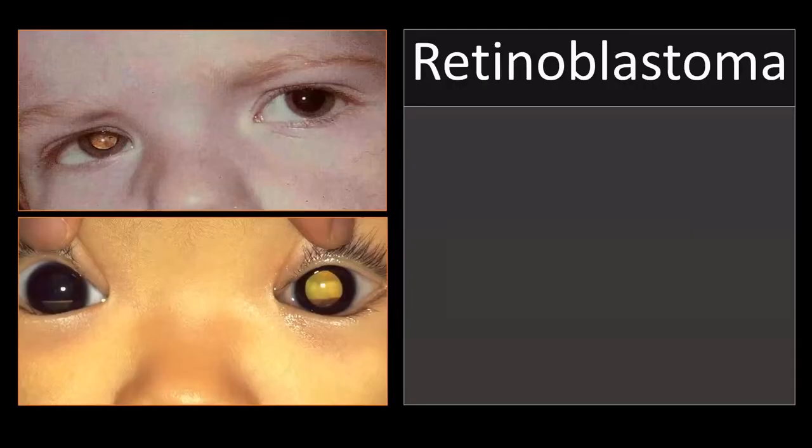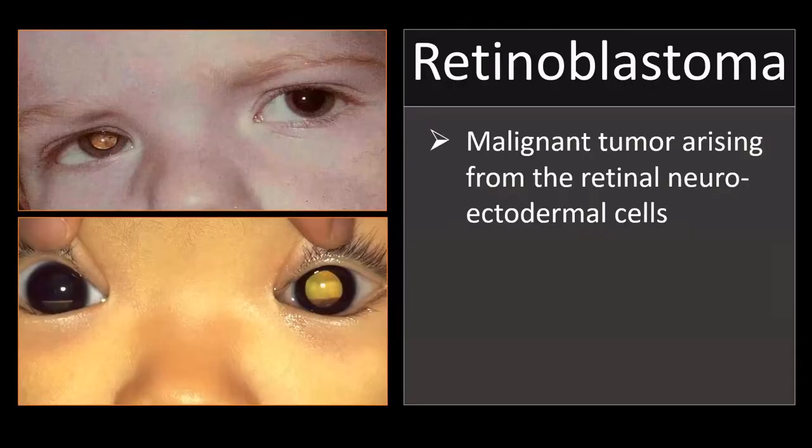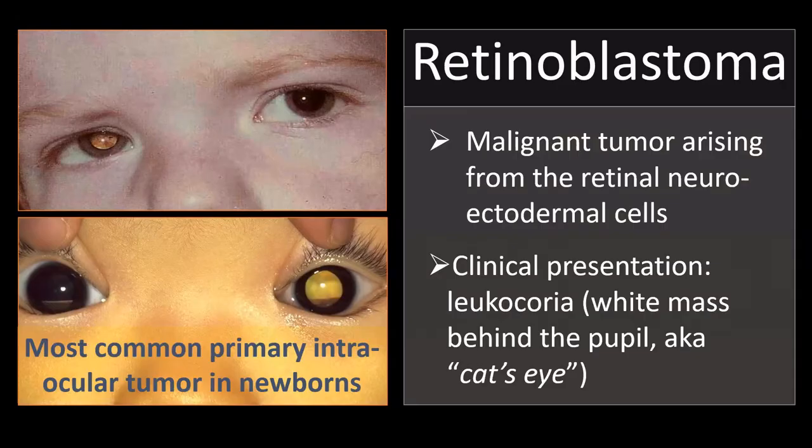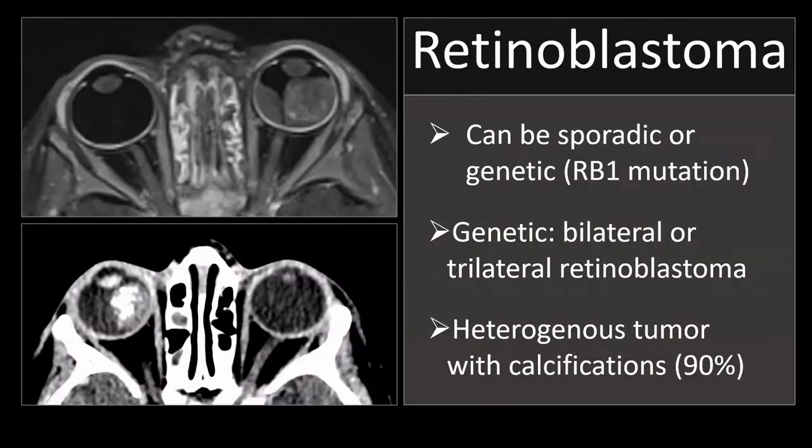retinoblastoma. Retinoblastoma is the most common intraocular tumor in children. It is a very malignant tumor arising from retinal neuroectodermal cells. And clinically, these patients have a leukocoria. They have a white mass behind the pupil, and this is also referred to as cat's eye. So it is the most common primary intraocular tumor in children, especially in very young children.